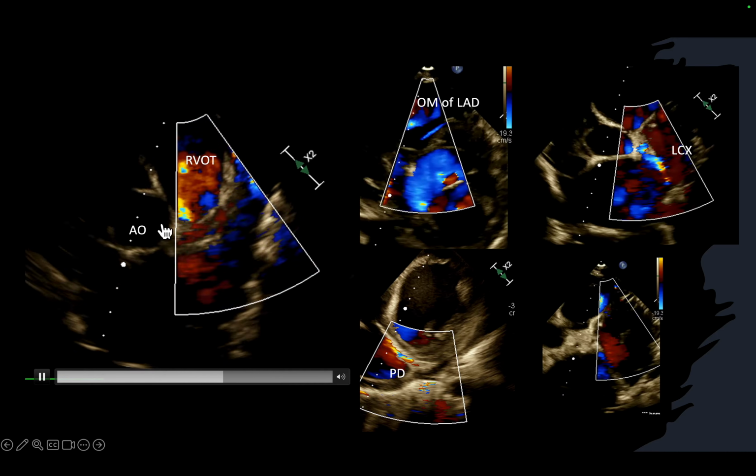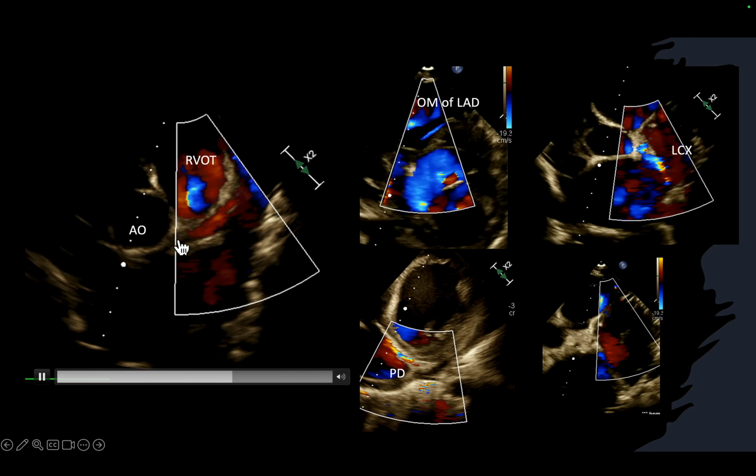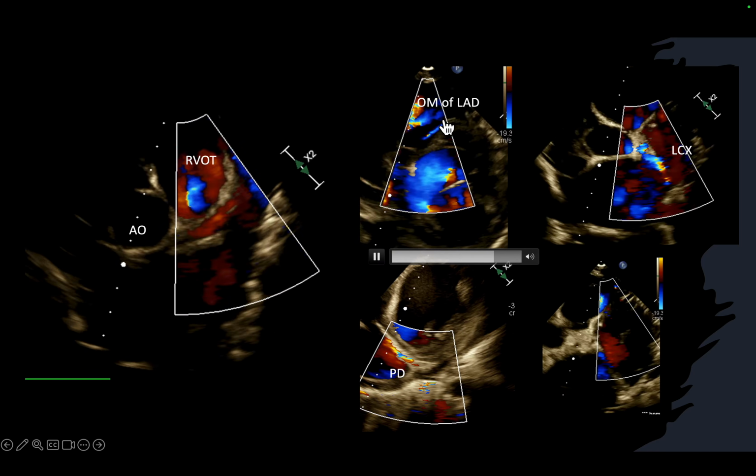Again, to orient you, this is the aorta at a level a little higher than the aortic valve, the RVOT, and you see a mild pulmonary regurgitation. But the main focus here is the left coronary artery. Right from the left main and the left anterior descending in the proximal part, it is dilated. But you see the distal branches of the LAD, the OMs, are very thinned out.